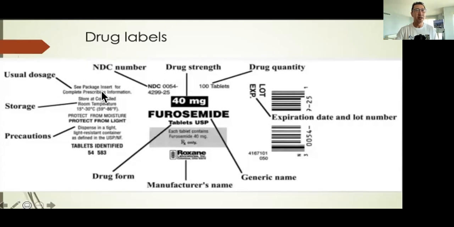Usual dosage is up here. Usually it's in a form, in a packet that's attached to the medication. But in this case, for hospital purposes, this will be in the actual EMR, in the computer.